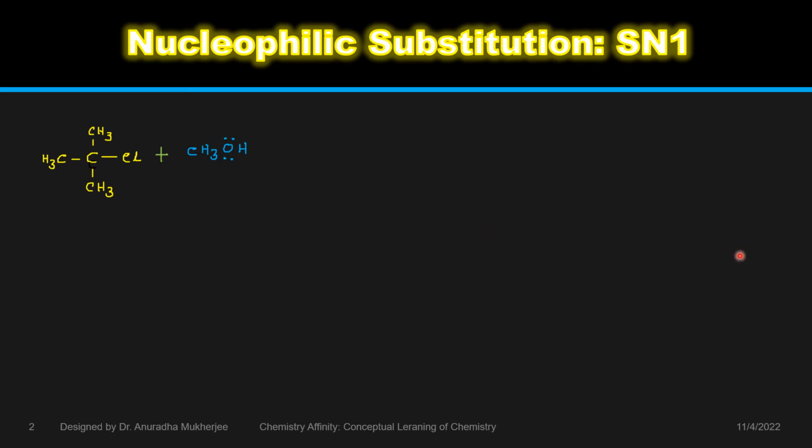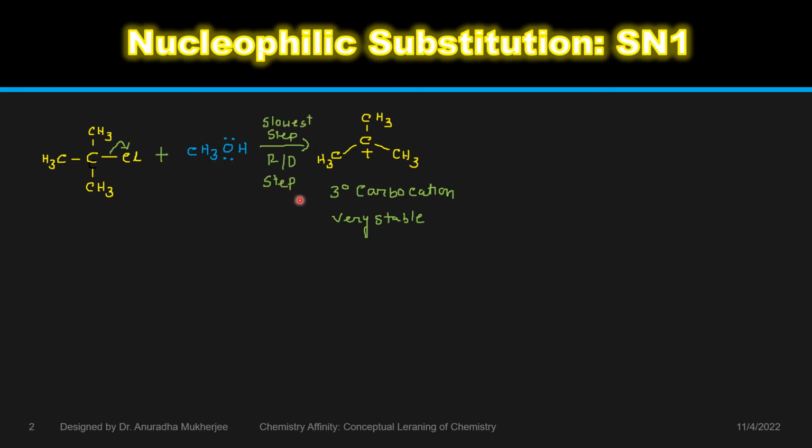For SN1 reaction, formation of a stable carbocation is a crucial factor. So that's why here we have taken tertiary butyl chloride, which can form a 3-degree carbocation, which is very stable. The first step is the slowest step, and it is called the rate determining step or RD step. Now in the second step, the nucleophile will attack the carbocation. Here the nucleophile is methanol and the nucleophilic center is oxygen.